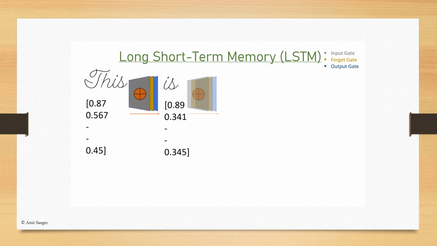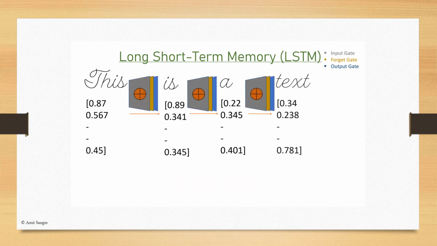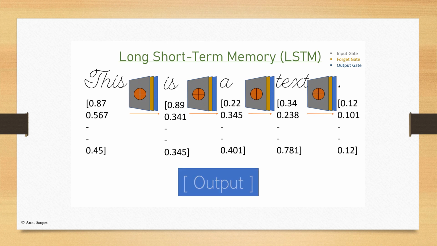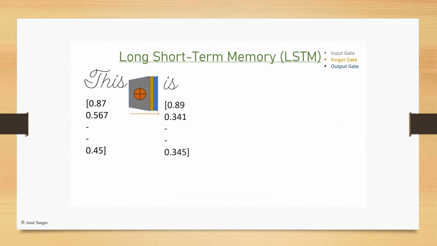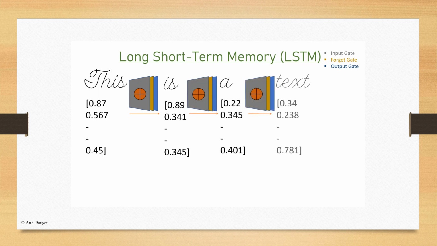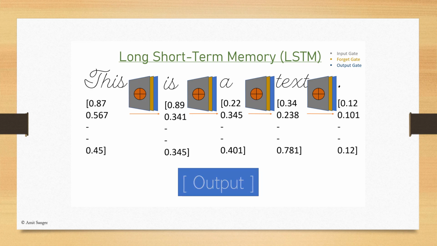Input gate decides which information the model needs to update. Forget gate decides which information the model keeps or rejects. Output gate decides which information the model will provide as output.